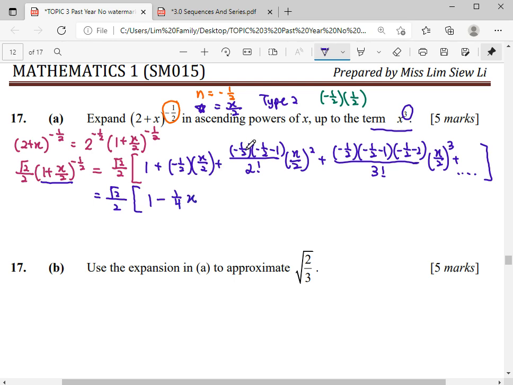Continue. So we'll press for this, negative 1 over 2, negative 1 over 2 minus 1, divide 2 factorial. Don't forget here, we just skip the x only. So this is 1 over 2 squared. Okay, 1 over 2 squared. And we can get the coefficient. Then only we see our x. Our x is in bracket squared, so this is x squared.